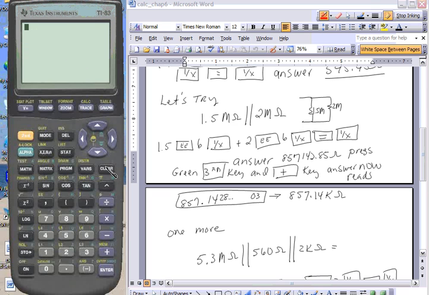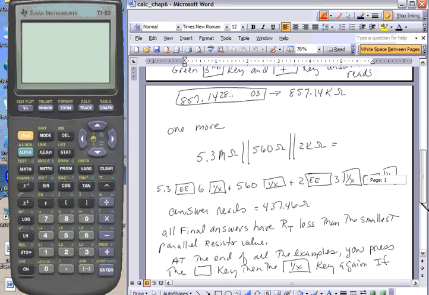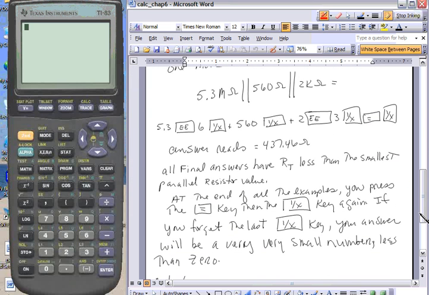Okay, let's clear that out. Let's try the next one. This time I have 3. Now, there is the products over sums rule. You can only use that for 2 resistors in parallel. The products over sums rule, meaning multiply all the numbers and then divide by the addition of them, does not work for 3 or more resistors.